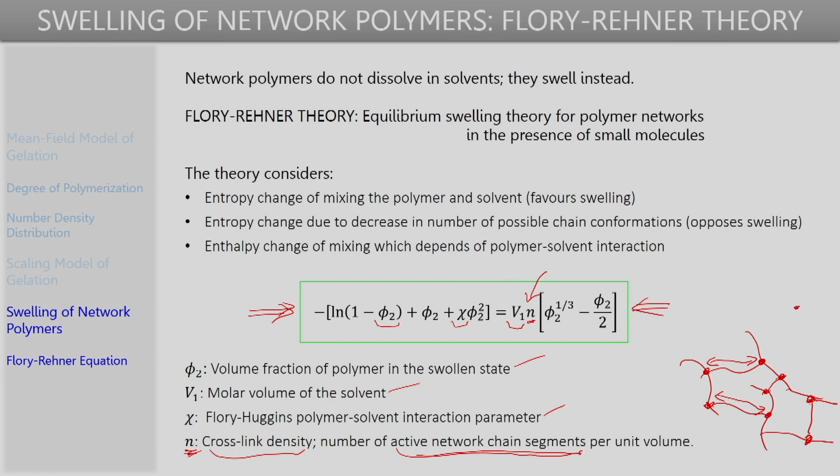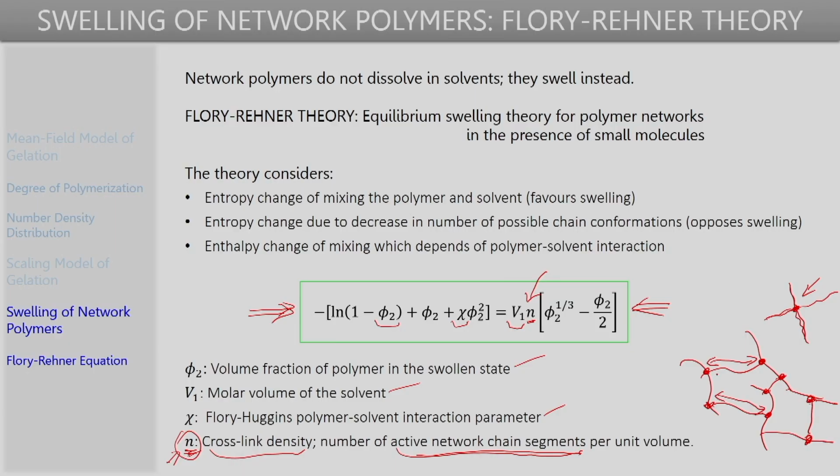So, from each junction point, how many chains are propagating. One can have a tri-functional junction point from which three chain segments are connecting. One can have tetra-functional also, where four chains are connecting. So, depending on that, the junction point density can be related to N. For this tetra-functional case, the junction point density will just be half of N.